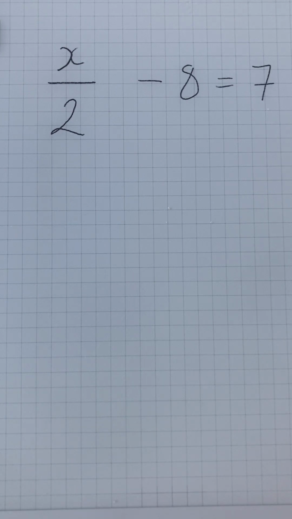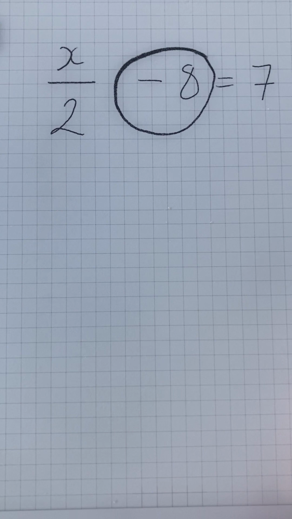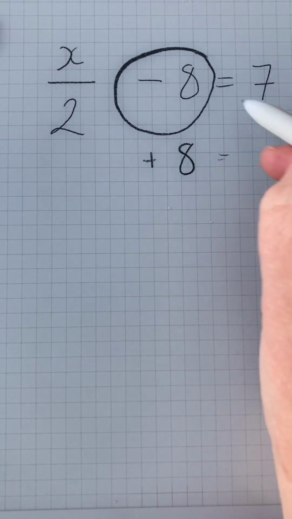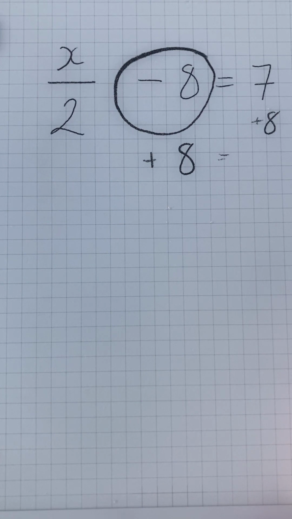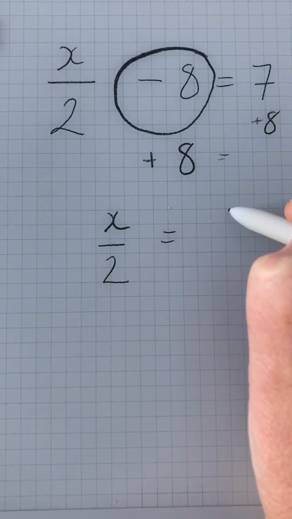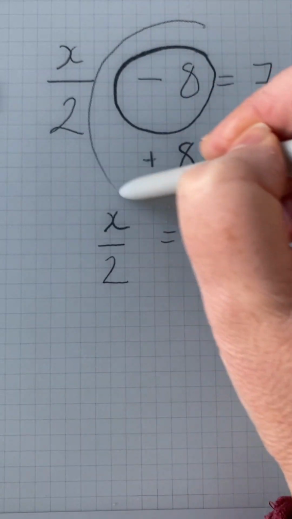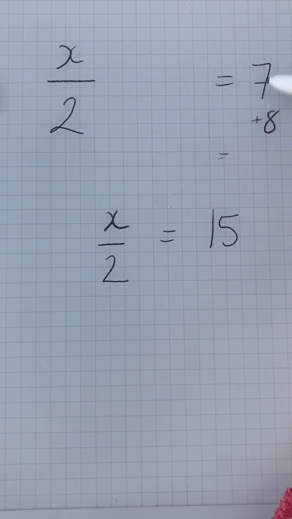Right, the first thing I need to get rid of is this negative 8. Okay, so to get rid of that negative 8, I have to add on 8 to make 0. And if I've added on 8 on this side, I've got to add on 8 at this side as well. So I am going to end up with 15. So I'm going to have x over 2 now equals 15. And that's because, look, I got rid of that 8. It's gone by adding 8, so I've got to do the same on this side. So that's how I get my 15.